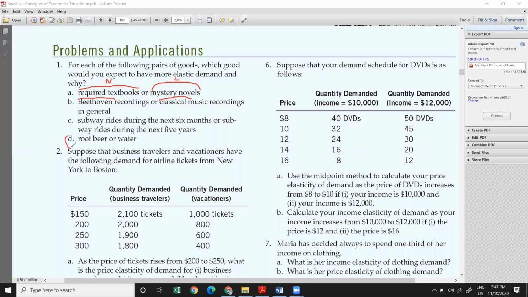This is D. So here we can say that root beer has substitutes, but water, being a necessity product, doesn't have any substitute. That makes things more oriented to the inelasticity of water, and root beer becomes more elastic in contrast to water because it can be substituted for something else.